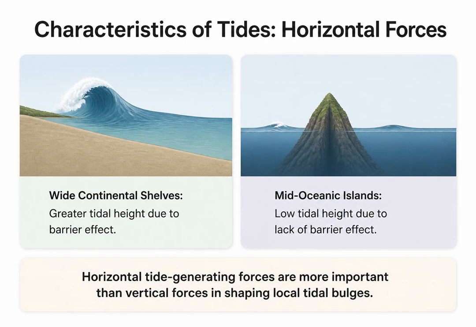While gravity pulls the water vertically, the actual height of a tide at a specific beach is largely determined by horizontal forces, specifically how the water interacts with the land. When a tidal bulge rolls into a wide, shallow continental shelf, the land acts as a barrier. The water has nowhere to go but up, resulting in a much greater tidal height. In contrast, if a tidal bulge hits a steep mid-oceanic island, there is no shallow shelf to act as a barrier, so the water simply flows around it, keeping the local tidal height relatively low.